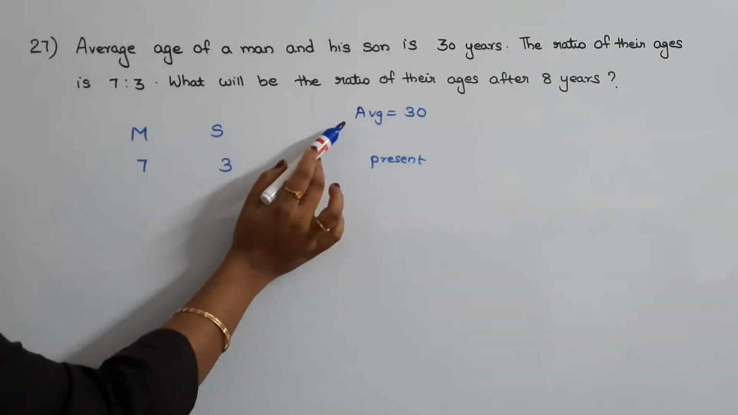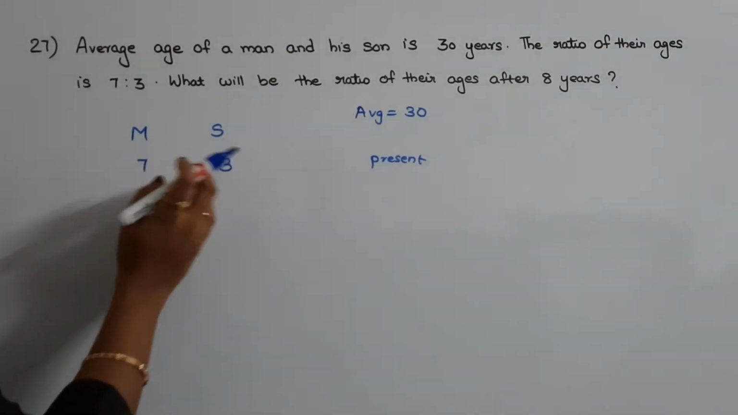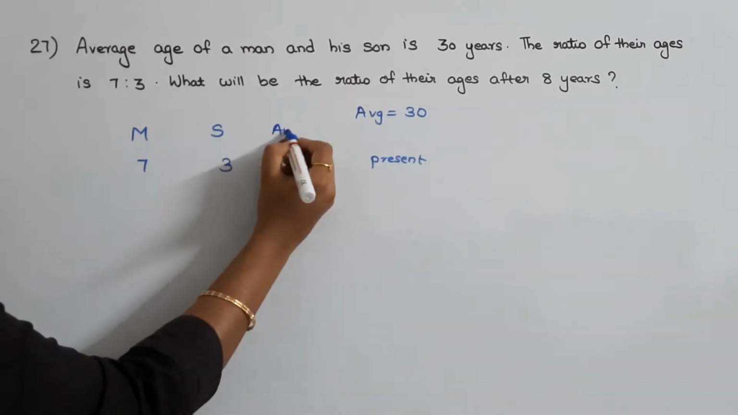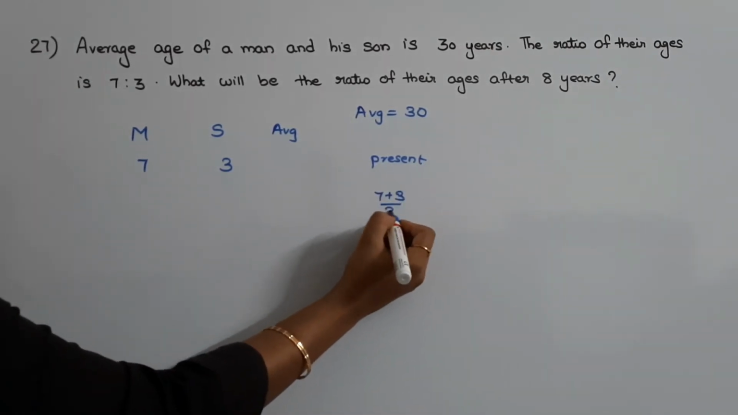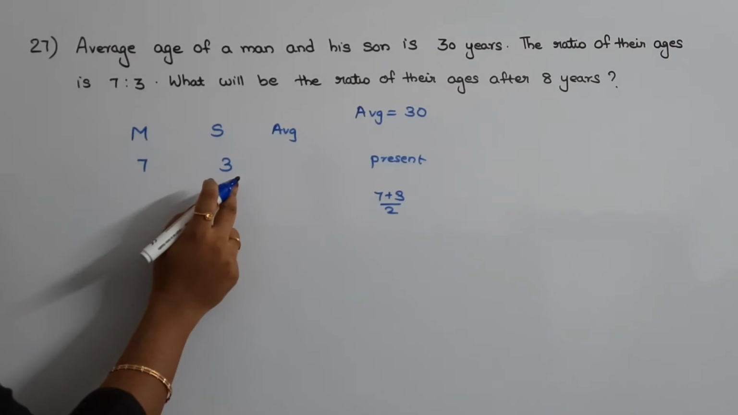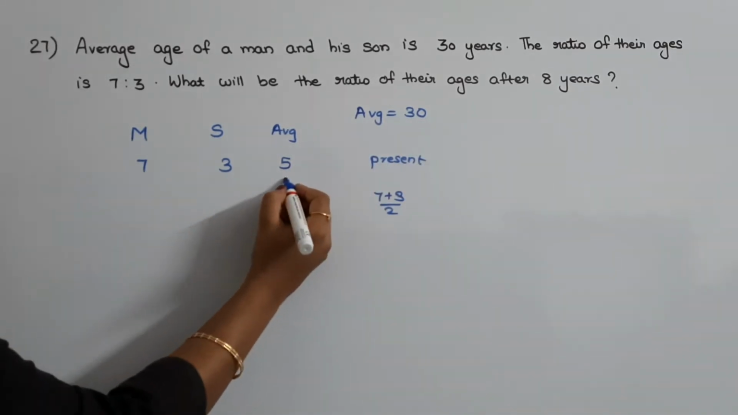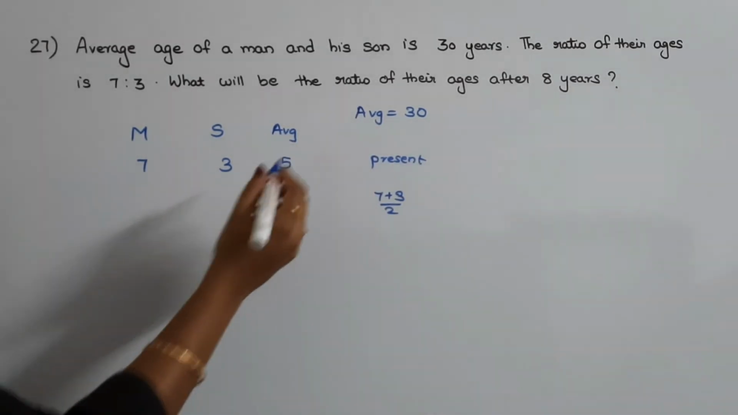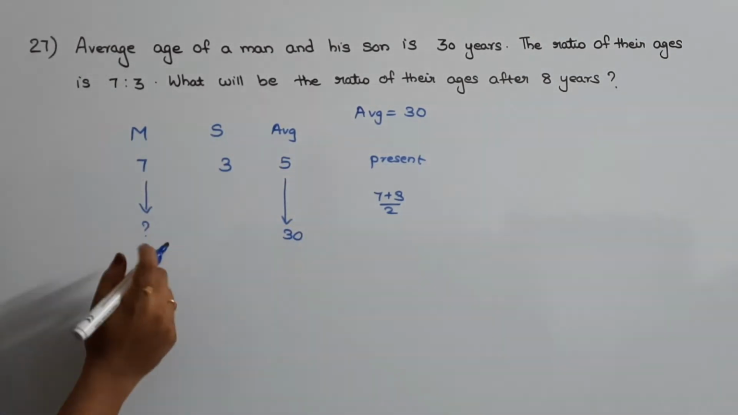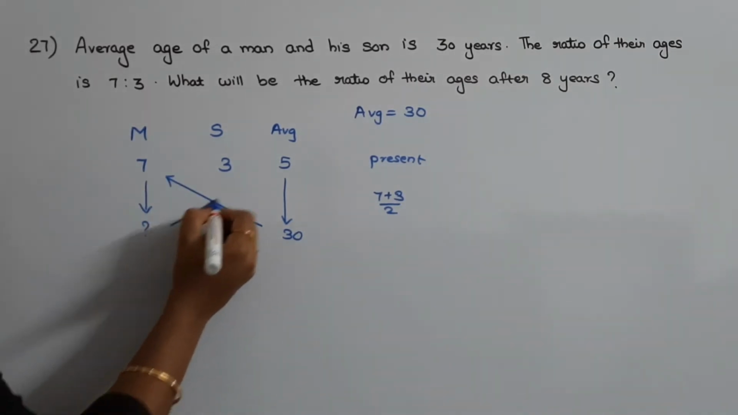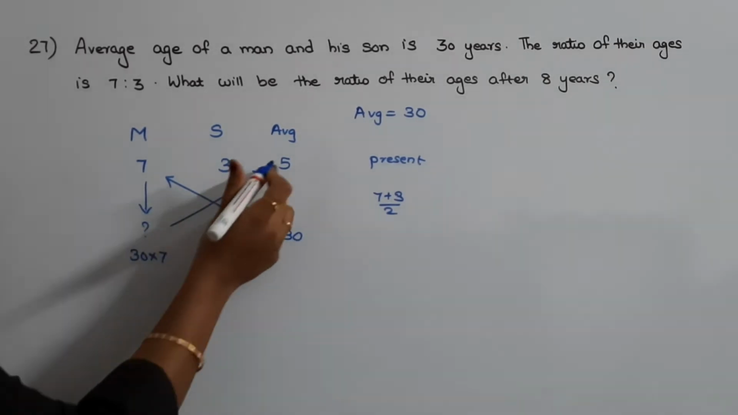So in the question we are having the average ages of the man and son. So we need to find out the average of the ratios of their ages. So what will be the average of the ratios of their ages? Average of two numbers will be sum of the numbers divided by 2. So the average will be 7 plus 3 divided by 2, that is 5. Now we can represent this 5 as this 30. If we can represent 5 as 30, what will be the value of 7? This value will give you the age of man at present. This we will get by cross multiplying. So the age of man at present will be 30 into 7 divided by 5.